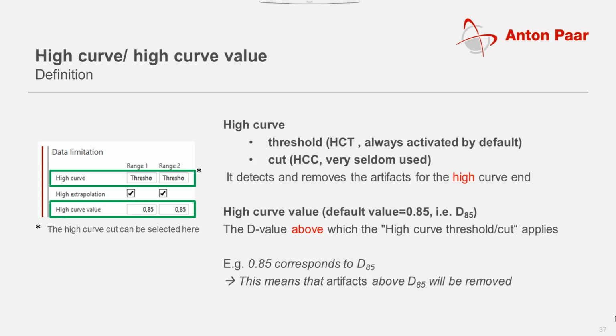In both cases, the I-curve detects and removes the artifacts from the I-curve hand. The I-curve threshold can be applied above a certain value, which is the I-curve value. The same value is actually also used for the I-curve cut. The value you will find in the software by default is 0.85. This means that by looking at the cumulative, the artifacts above the D85 will be smoothed. An example for this is shown in the next slide.